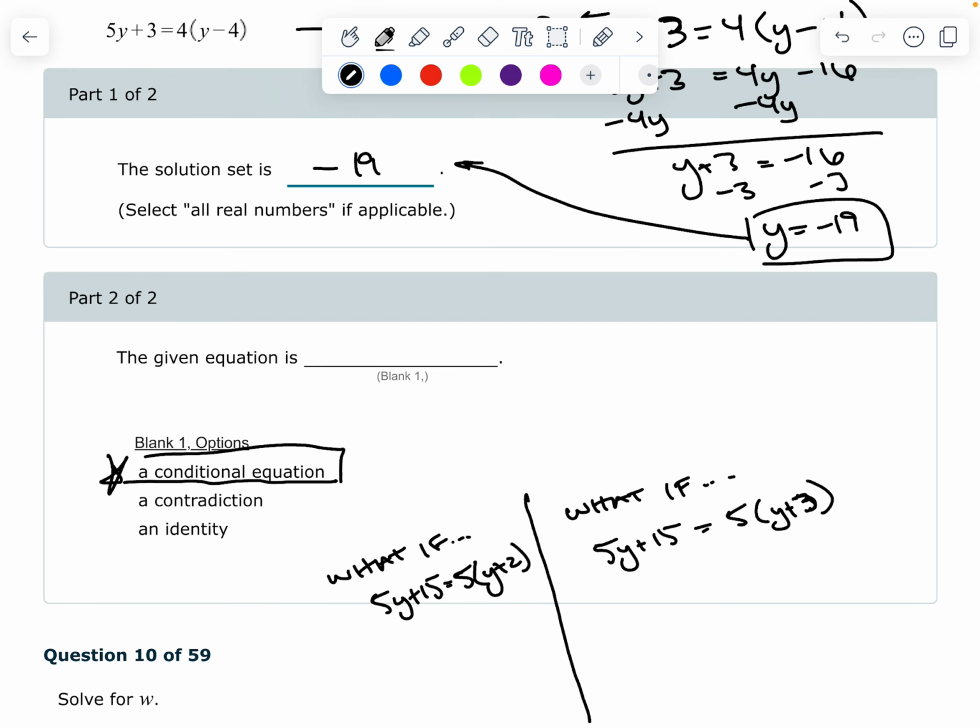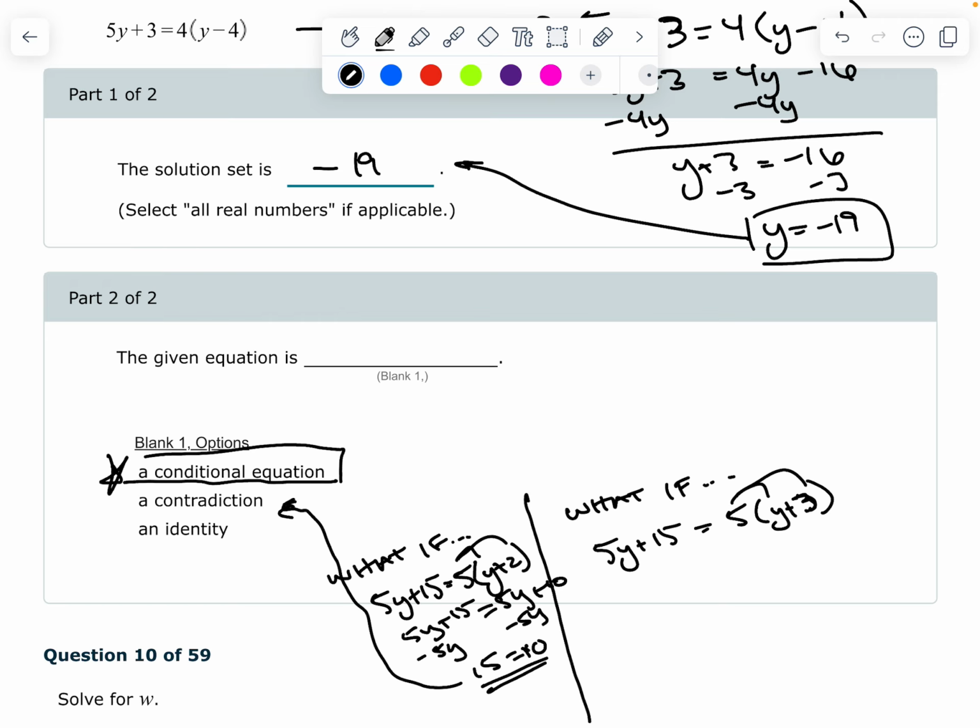If I was to solve this one on the left, distribute the 5, 5y plus 15 equals 5y plus 10, subtract the 5y on both sides, and I get 15 equals 10. If I ever get something that's just not true, that is a contradiction.